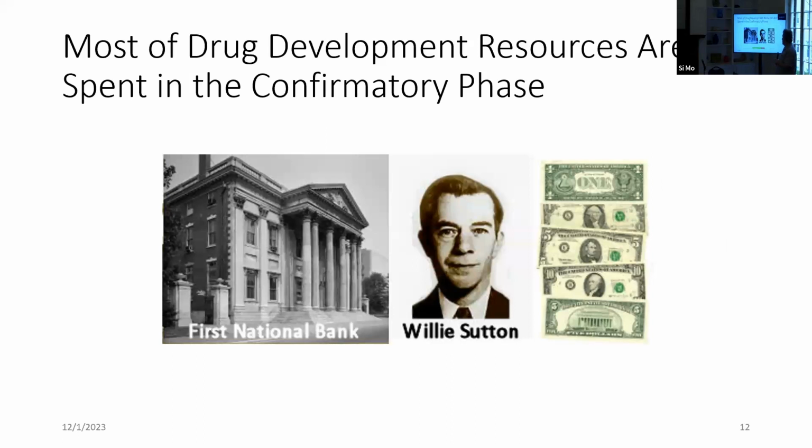This is Willie Sutton, who was famous for robbing banks all across the United States, and he almost never got caught. If he did, he escaped jail several times. He was once asked, "Why do you rob banks?" And his answer was, "Because that's where the money is." And so the money in trying to improve the efficiency of drug development is in the confirmatory phase. That's where the money is spent. And that's why Willie Sutton is my favorite clinical trialist and mentor. Next slide, please.